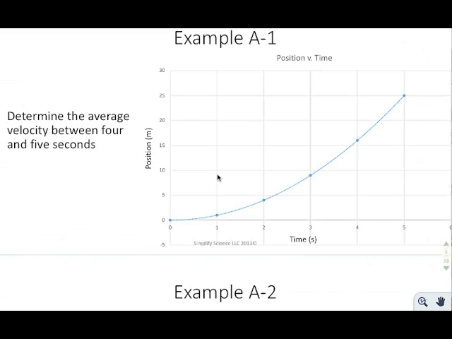Example A1 says determine the average velocity between 4 and 5 seconds. So what we're going to do is we're going to mark 4 seconds.